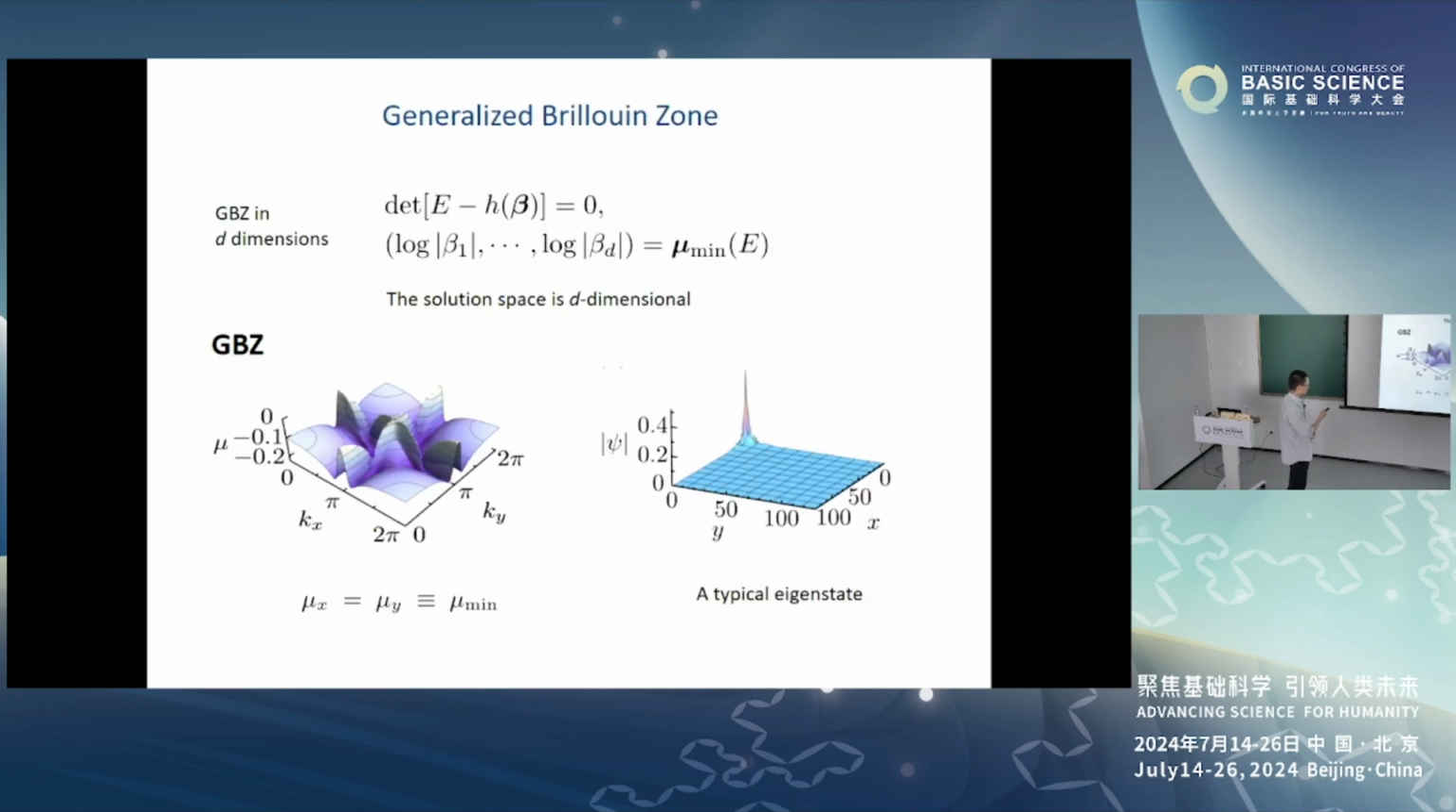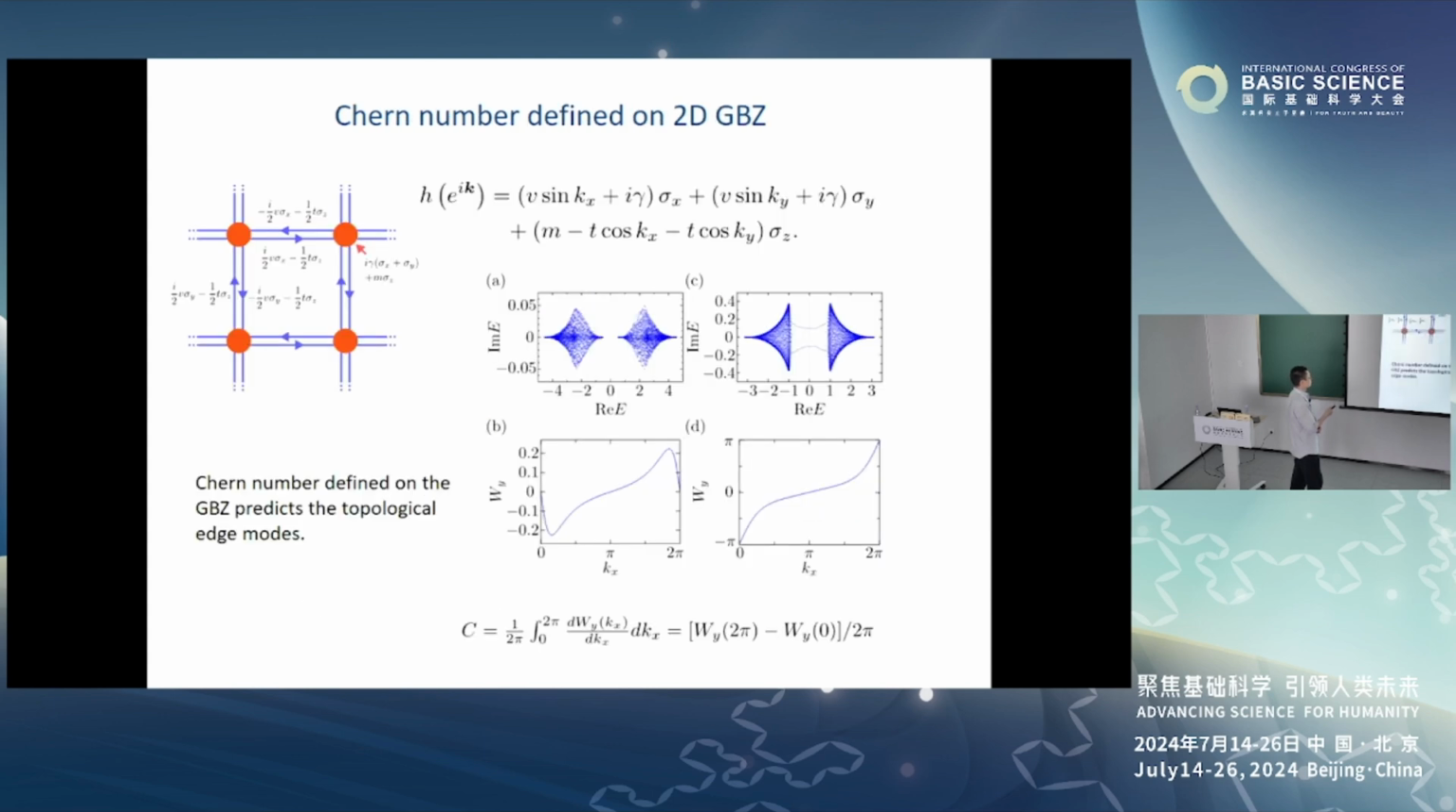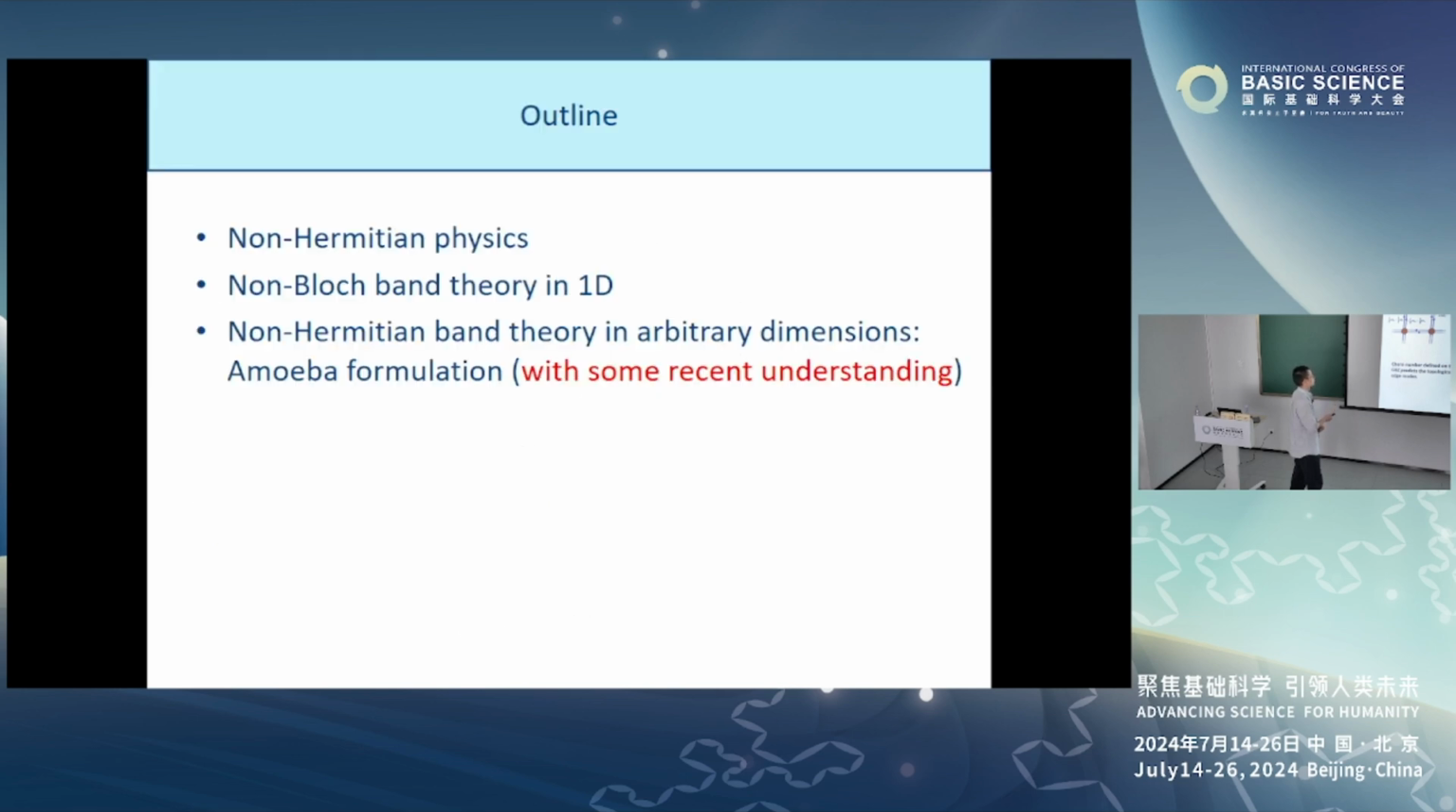We can also calculate the generalized Brillouin zone based on this amoeba and the Ronkin functions. This is the illustration of the generalized Brillouin zone in two dimensions. With this, we can also define topological numbers in higher dimensions. In this model, we can define the Chern number as an integral in the generalized Brillouin zone, which indeed correctly predicts the number of the chiral modes.